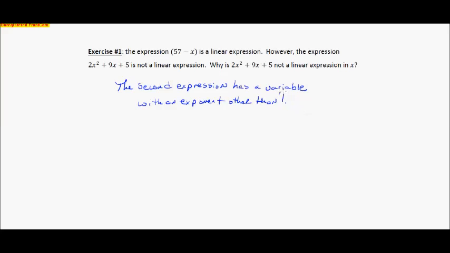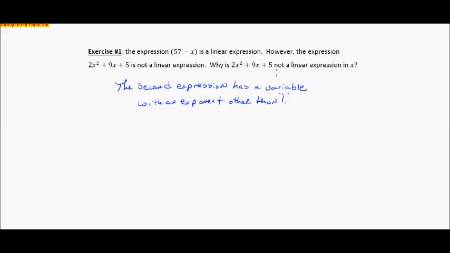Okay, and that's really all we're after right there in exercise 1. Now in the future we're going to turn these into equations, and if I were to graph, say, 57 minus x equals y, turn it into an equation, put that equals y in there, I'm going to get a straight line.